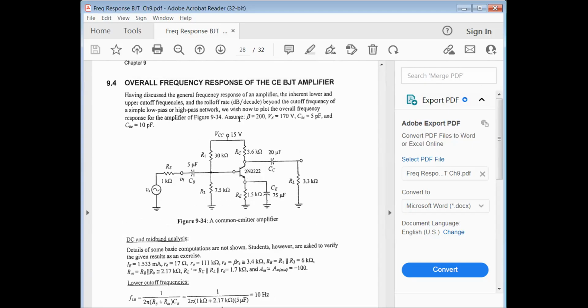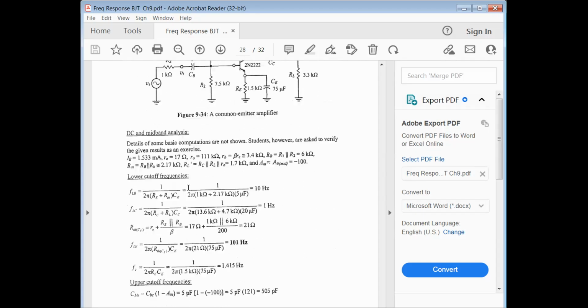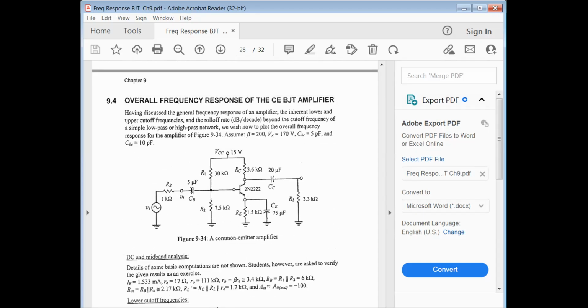So I'll send you an email, but practice problem 9.4, practice problem 9.5. There are example problems for each one of those immediately preceding them. And read section 9.4, overall frequency response of the common emitter bipolar junction transistor amplifier.